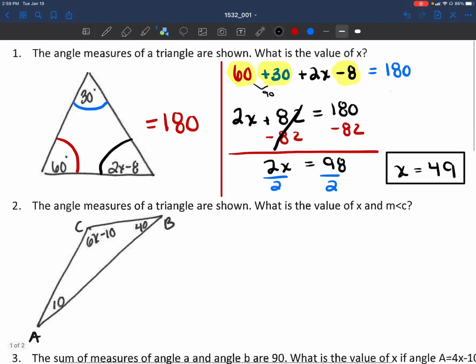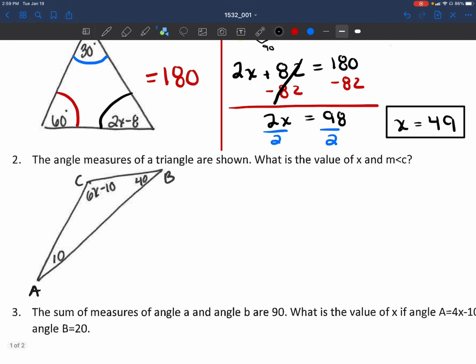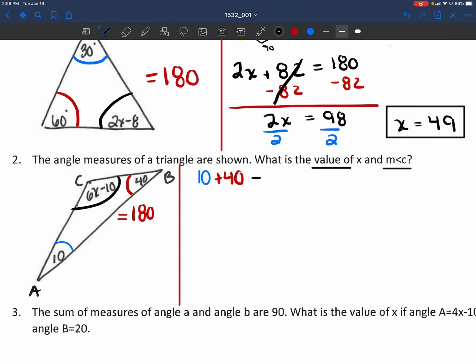Okay, moving on to number 2. It's the same thing, but now it's asking you what is the value of x and measure of angle C. So this is a triangle and we are working with 3 angles, so all of that should equal 180. So let's do that. So you have 10, plus 40 because it's a positive 40. And then finally 6x minus 10 plus 6x minus 10. And all of that should equal 180.